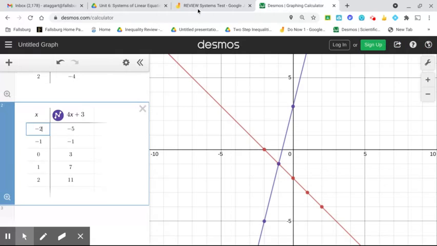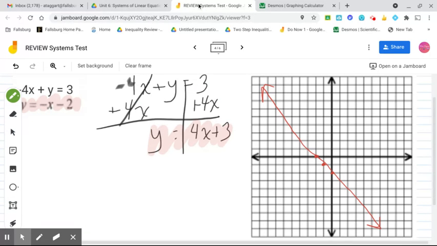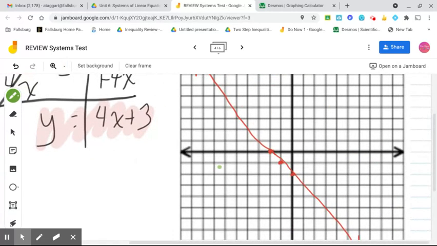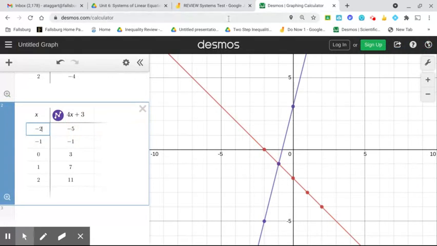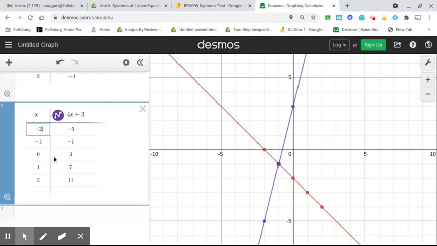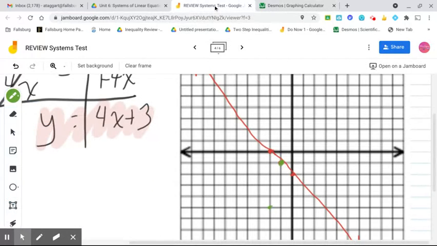And again, I have -2, -5. There's my first point. Then I have the point -1, -1, which is right here, which is awesome that they cross because that's going to be our solution. And I'm just going to graph one more point, 0, 3.